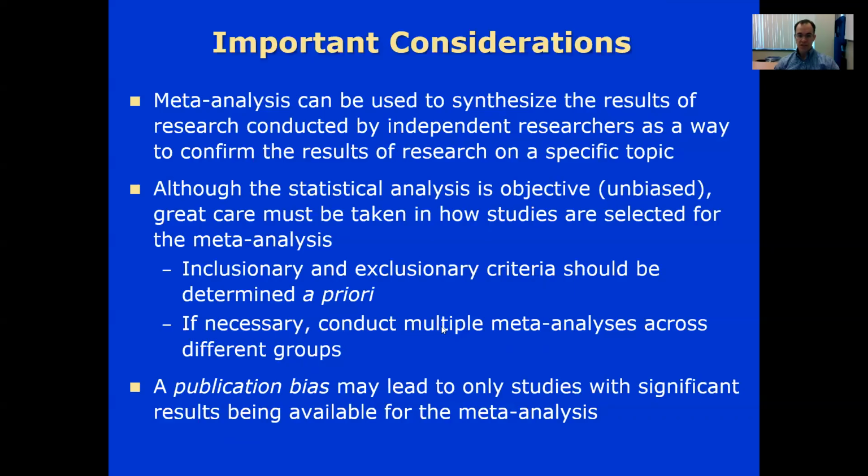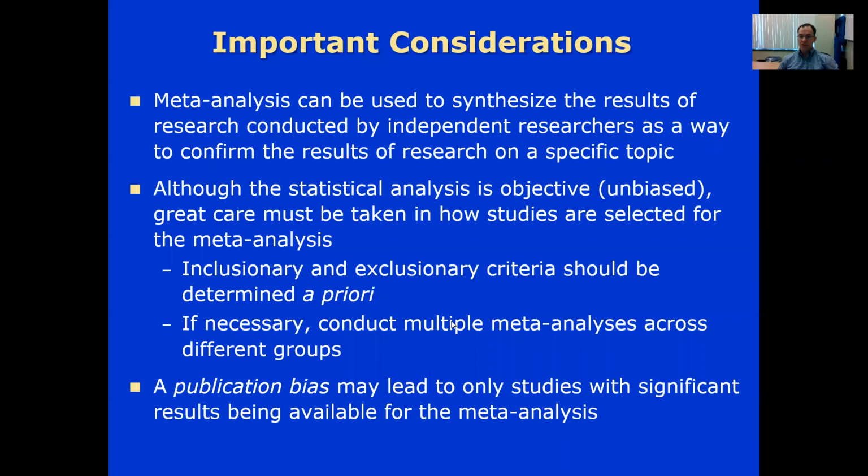Now, it might be necessary to conduct multiple meta-analyses across different groups. So you might have different types of groups that it would not be effective to put together in one meta-analysis, but rather you would group them into different meta-analyses, and that would give you a better idea as to maybe the effectiveness of a treatment, as opposed to pooling them all together under one. That might end up not giving you the true outcome, or the effect size could be washed out because of the different types of groups being used.